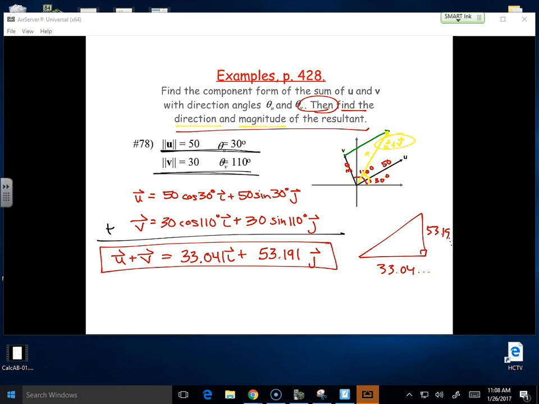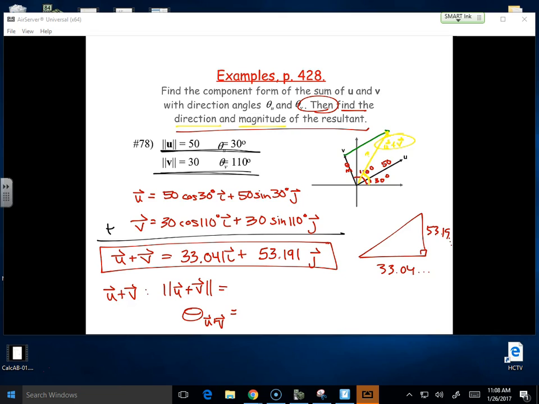So then use your little formulas to say, okay, u plus v, the sum of the two, is going to have a magnitude of and a direction of. Magnitude, what do we use? Pythagorean theorem. Someone start this one off. 33 point, use the full decimal, not the rounded one. Full decimal squared plus 53 point, the full decimal squared, square rooted.